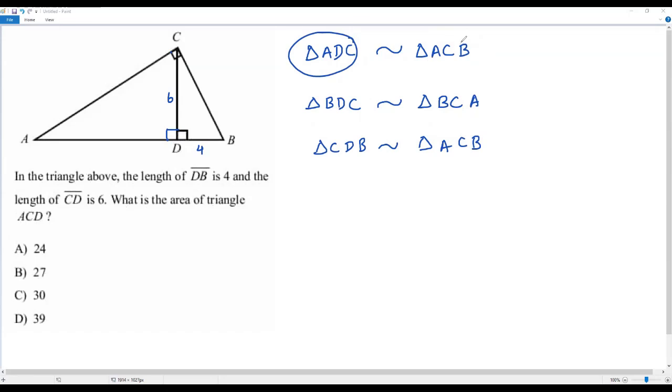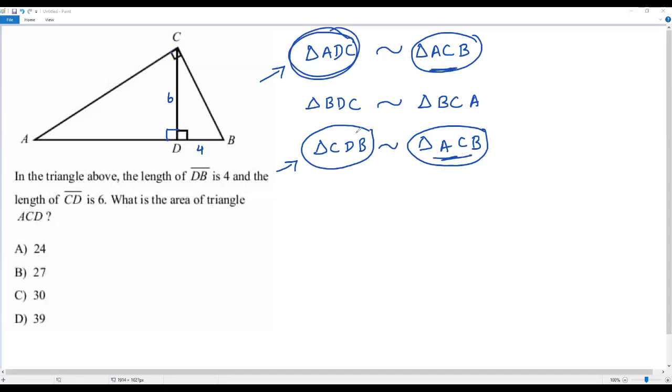The triangle ADC is similar to triangle ACB, and here the triangle CDB is similar to the same triangle ACB. Since these two triangles, triangle ADC and triangle CDB, are similar to the same triangle, then these two triangles must be similar. That is, triangle ADC must be similar to triangle CDB. Let me write it over here.